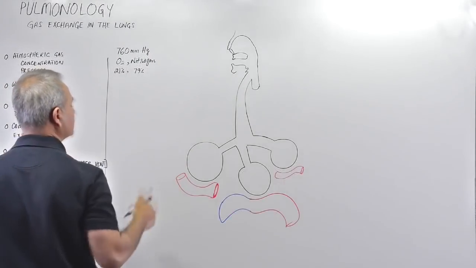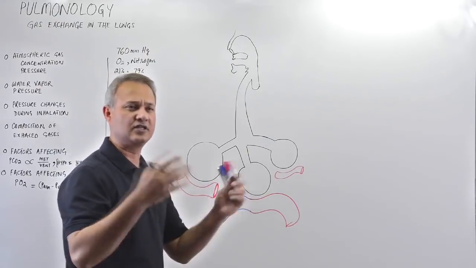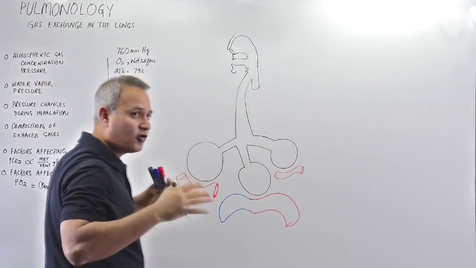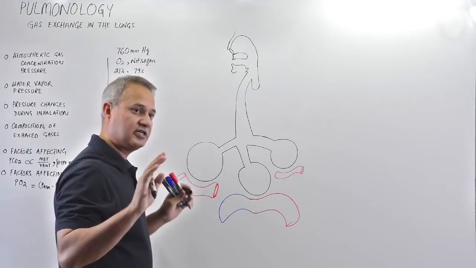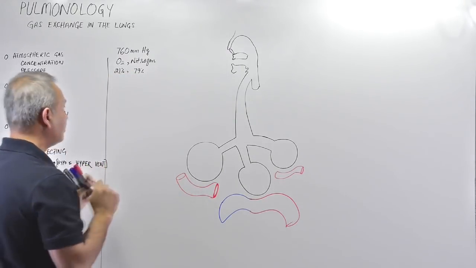What are the minor gases? Of course, there is carbon dioxide, there is argon, there is helium, there are other small minor things, but primarily it is nitrogen. So for our discussion, we'll say 21% oxygen, 79% nitrogen. Okay, so that is the concentration part.